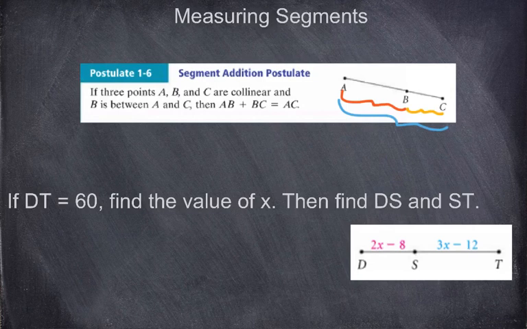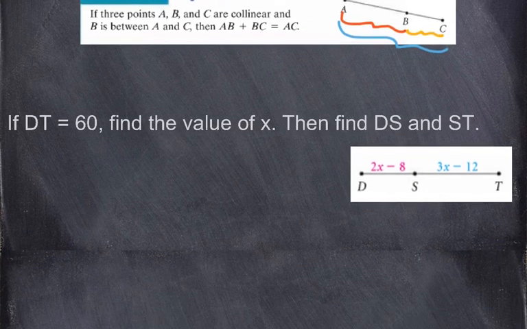So again, the length of the small segment AB plus the length of the small segment BC is equal to the entire segment AC. Okay, that's the segment addition postulate. So now let's put that into play.